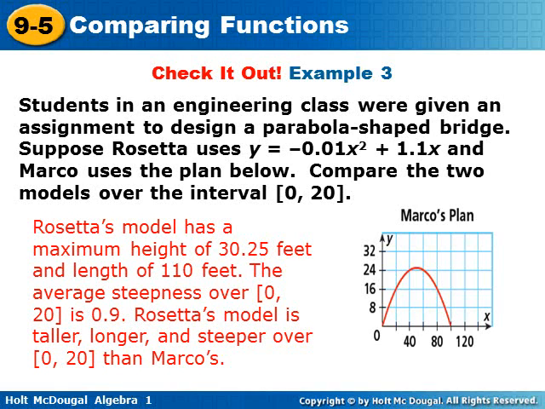So Rosetta's model has a maximum height of 30.25 feet and a length of 110 feet. The average steepness over [0, 20] is 0.9. Rosetta's model is taller, longer, and steeper over [0, 20] than Marco's.